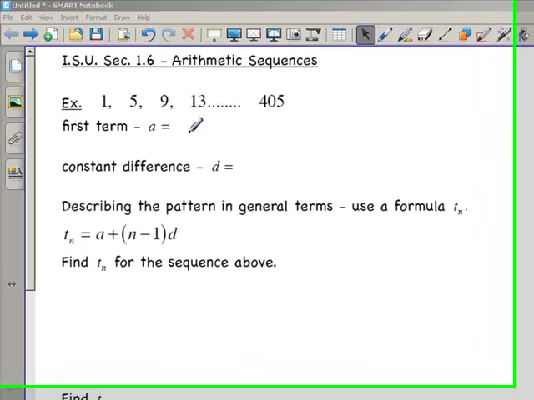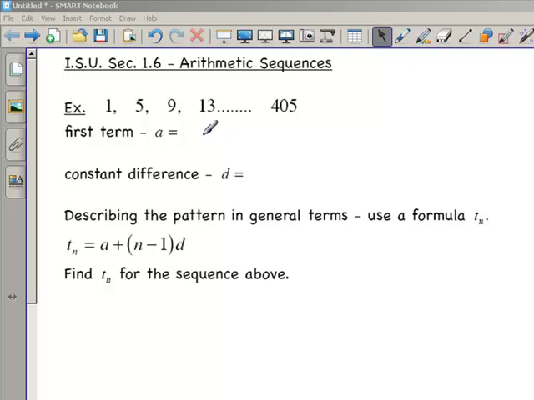Welcome to ISU Section 1.6 Arithmetic Sequences. Today we're just going to talk about general arithmetic sequences and start with some of the basics.